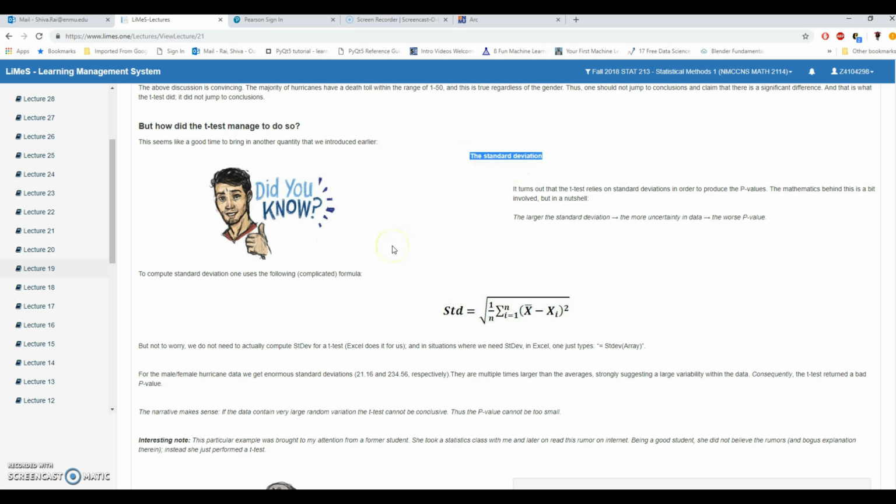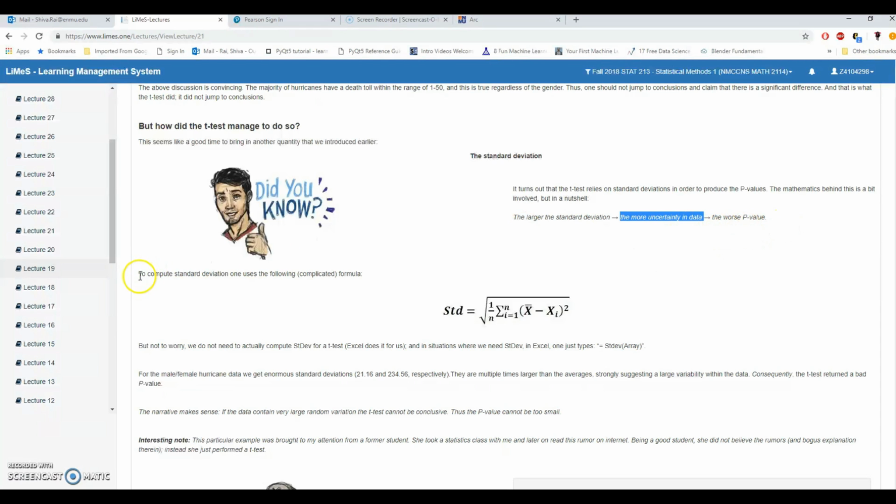The standard deviation is the key to this answer. Standard deviation is a measure of the variance of the entire distribution. It turns out that the t-test relies on standard deviation to produce p-values. The mathematics behind this is a bit involved, but in a nutshell, the larger the standard deviation, the more uncertainty in the data, and we get a worse p-value. Keep this in mind: the larger the standard deviation, the huge variation in data means uncertainty, and thus we get bigger p-values.